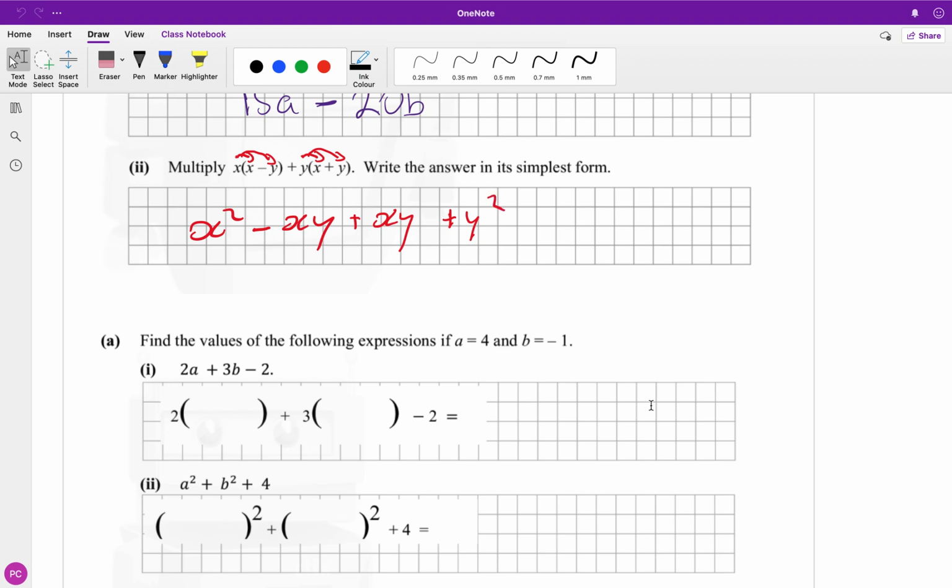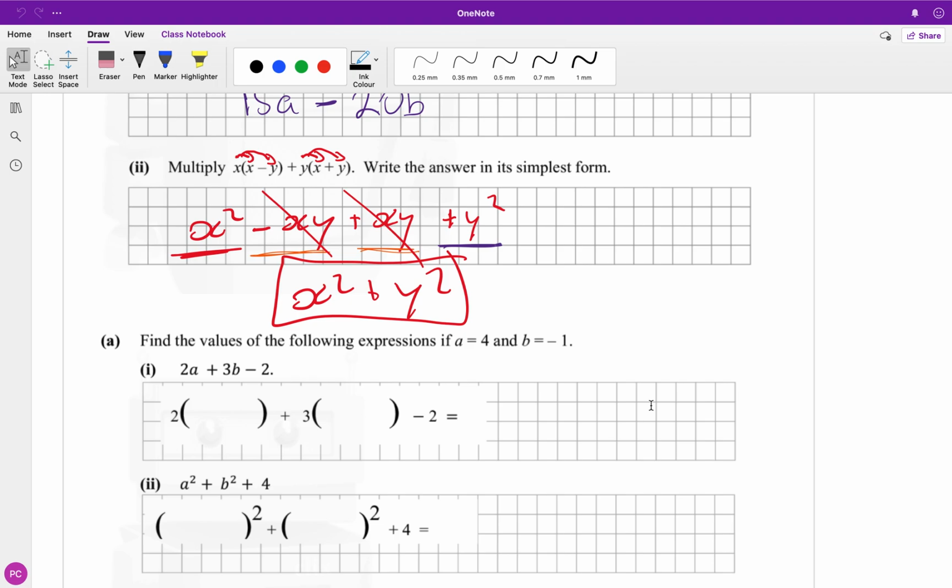Highlight the same things. So we only have one x squared. We only have one y squared. And we have minus xy plus xy. So if you have a minus xy and you add an xy, it's just going to give you nothing. So your final answer is just x squared plus y squared. Because these cancel out, 1 minus 1.